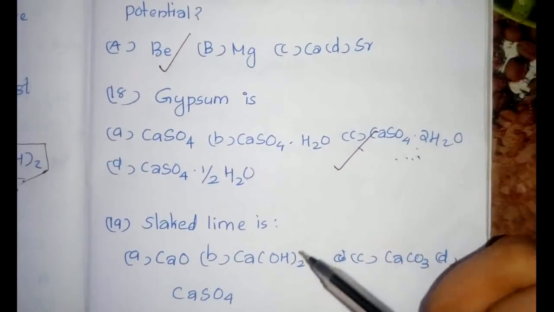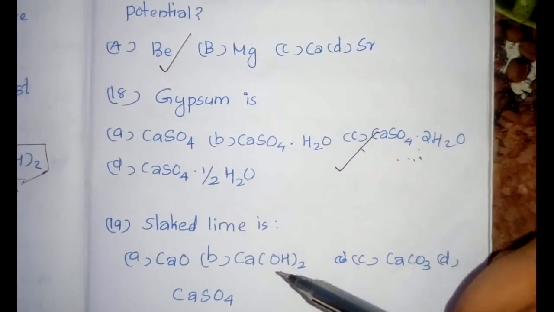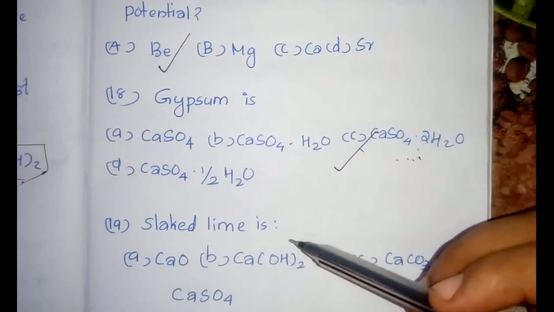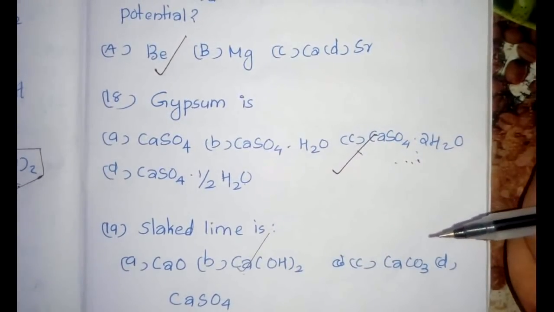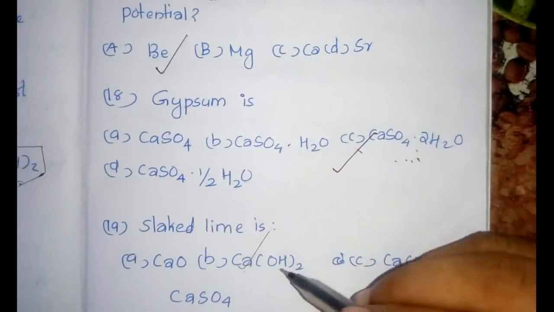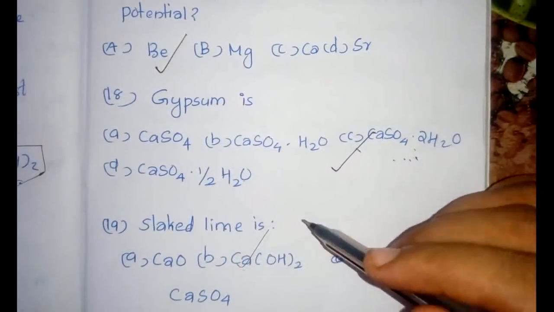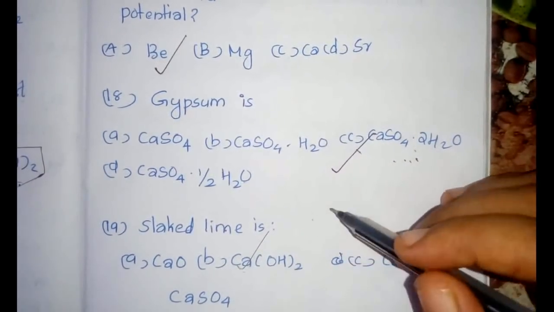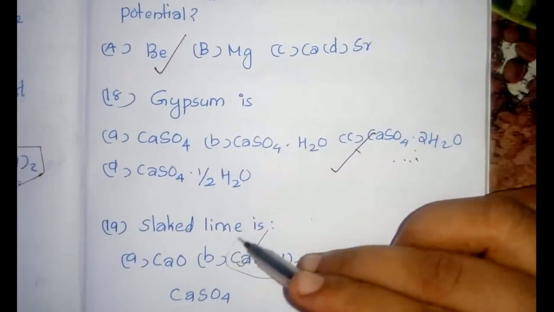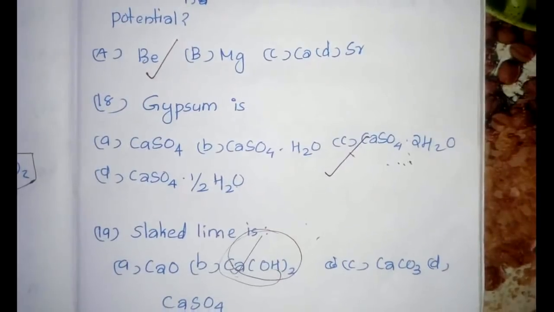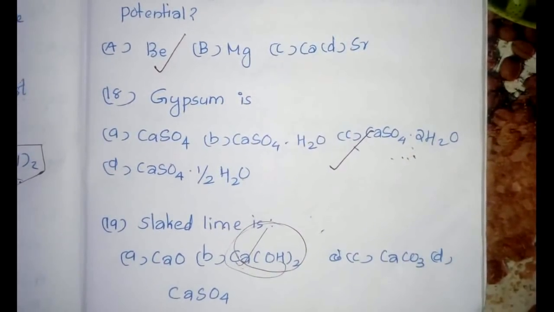Then another question is also similar to the 18th question, which asks the name for slaked lime. Slaked lime is Ca(OH)2, or calcium hydroxide. Calcium hydroxide is also known as slaked lime. So in another way, if the question ever asks about slaked lime reaction, you should understand that slaked lime is Ca(OH)2.